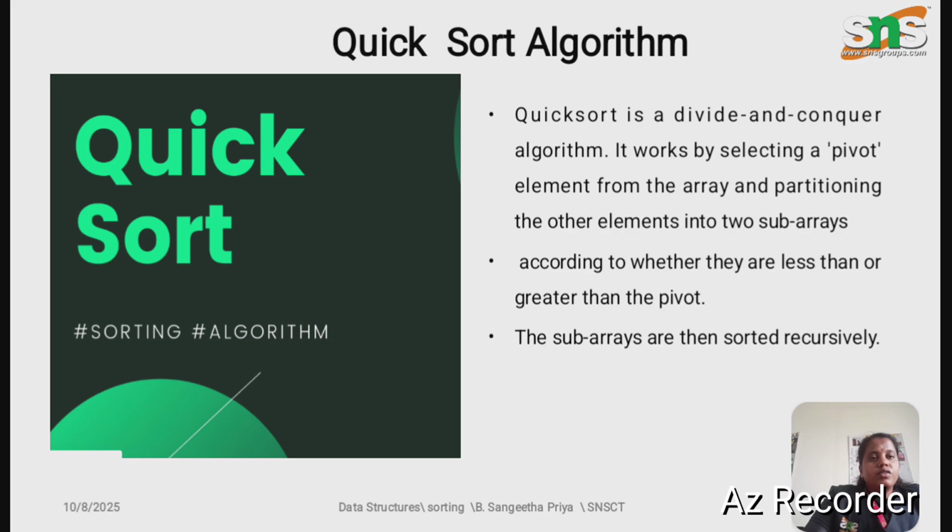Here the first one is quick sort, and in quick sort, as we discussed earlier, we are using the divide and conquer algorithm. By selecting the pivot element from the array, we are partitioning the other elements into 2 subarrays, checking whether each is less than or greater than the pivot, and the subarrays are sorted recursively.